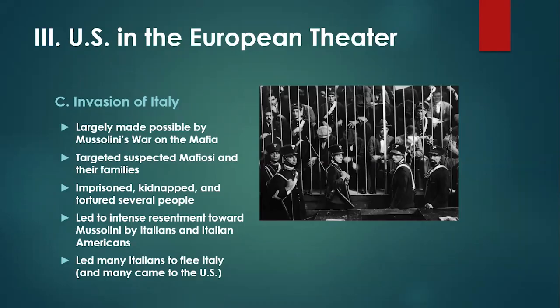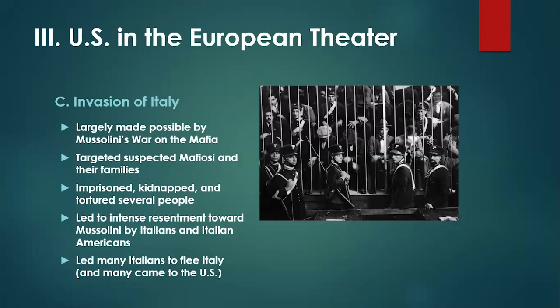And as part of this war, he targeted not only suspected members of the mafia, but also their family members. He would have them kidnapped and arrested. Sometimes this was to interrogate them, torture them, and question them. Other times it was just to hold them as hostages to get certain mafiosi to come out of hiding. But this led to a great deal of resentment against Mussolini, not only in Italy, but also within a bunch of Italian American communities in the United States.